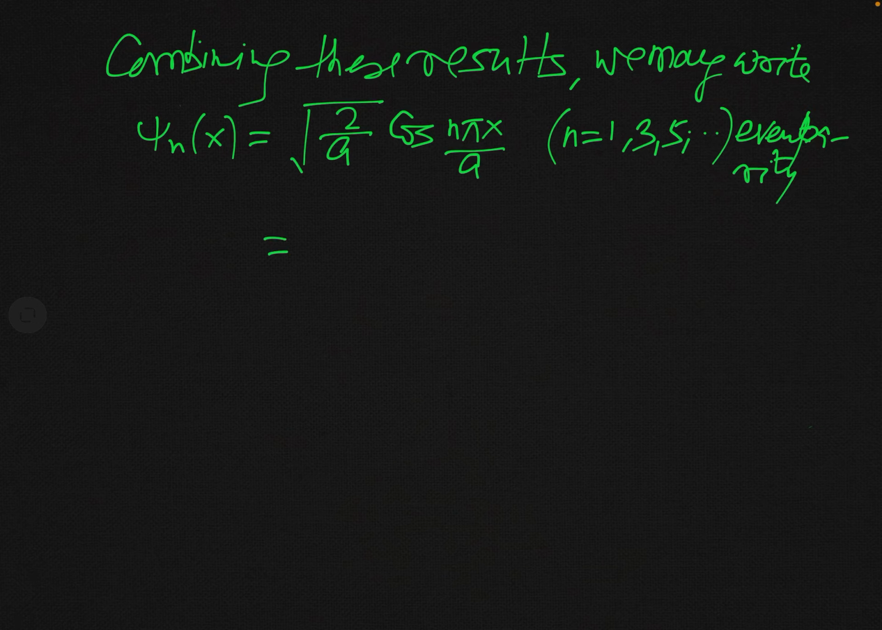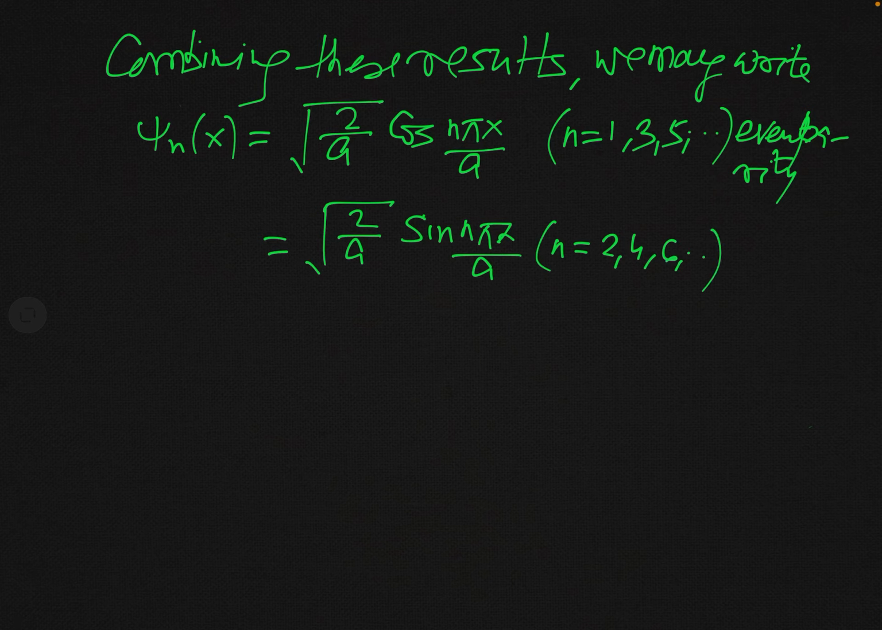And this eigenfunction is equal to root over 2 over a sine n pi x over a. But in this case, n will be equal to 2, 4, 6, and so on. That is, this is the eigenfunction with odd parity.